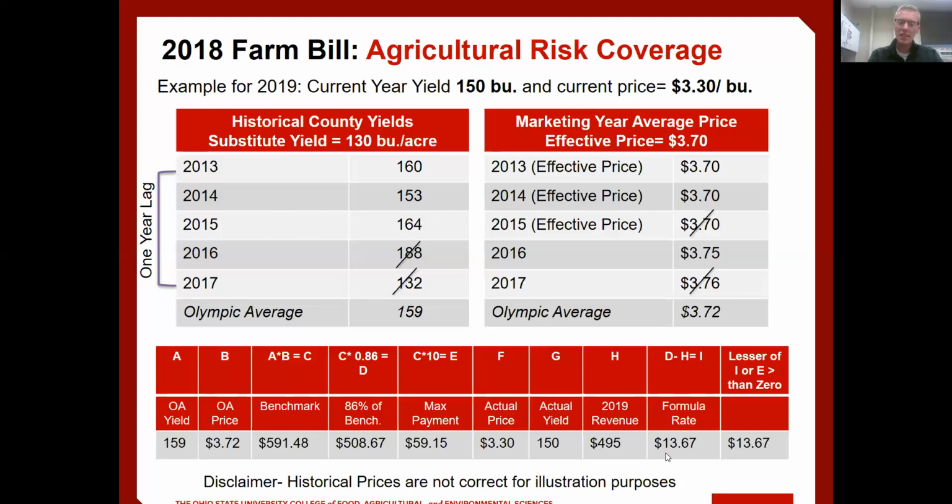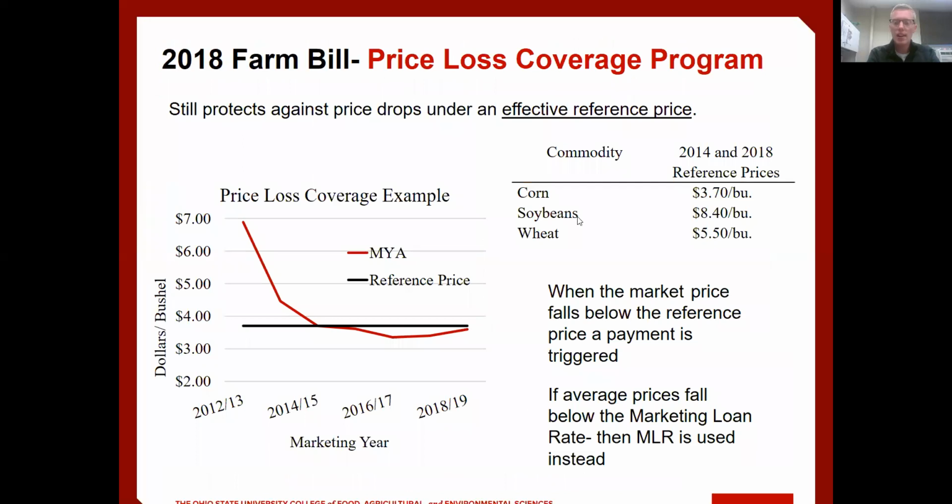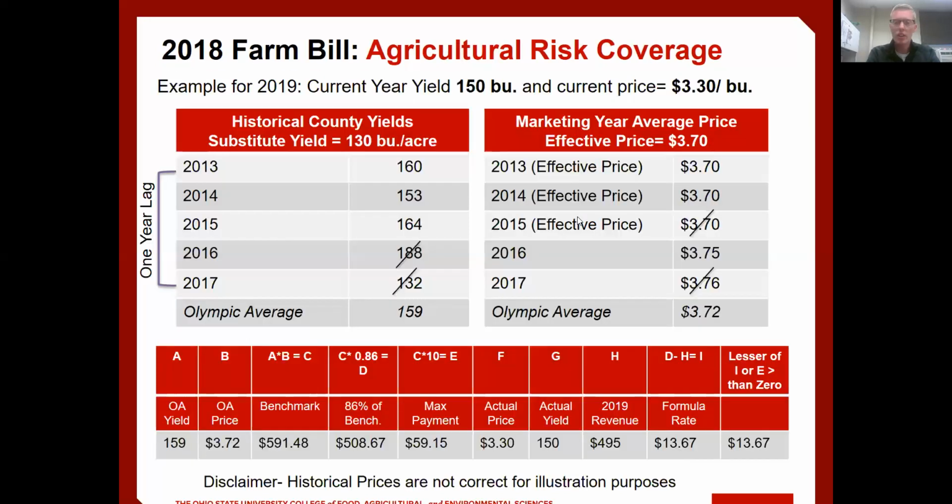Now, we have to compare that to our cap. If this formula rate was bigger than our 10% cap, or bigger than this $59, we would be limited at $59. However, our formula rate is below that $59, and so our payment per acre is $13.67. Now remember that we're only going to get this for 85% of our base acres, and we do have to take into account that government sequestration. But this is how the Agriculture Risk Coverage program works, just for your illustration.